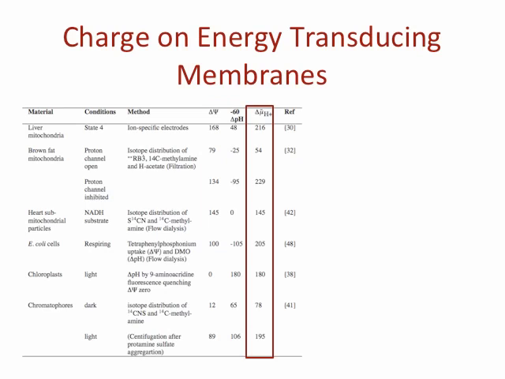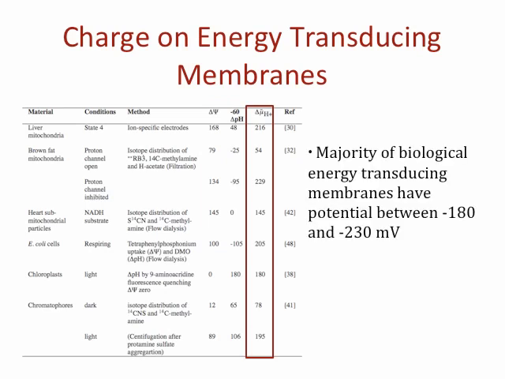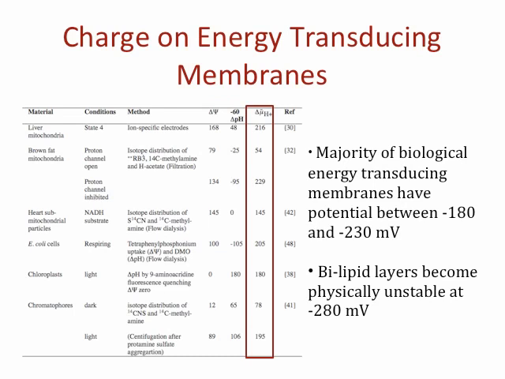Here is an interesting slide that shows the typical charge on energy transducing membranes. These charges tend to be on the order of 180 to 230 millivolts, and that is a high number relative to the physical limitation on bilipid layers. If you put a potential on them that is on the order of 280 millivolts, they simply become unstable. So cells are operating at what, 3/4 of that capacity or so.